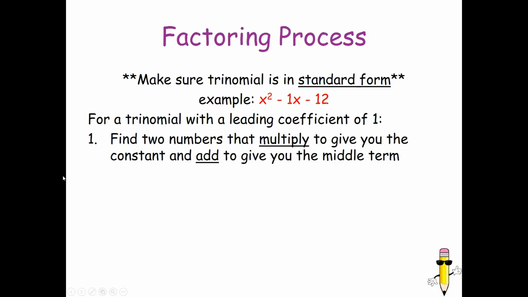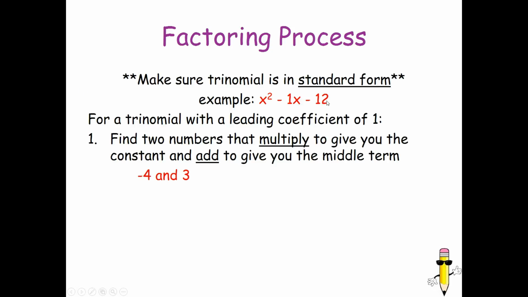So once you find two numbers that multiply to give you the constant and add to give you the middle. So we're looking for two numbers that, if we add them together... What we're looking for is two numbers that when multiplied give us this number, and if I add or subtract them, I should get this middle term here. So we're basically looking at our multiplication chart on here.